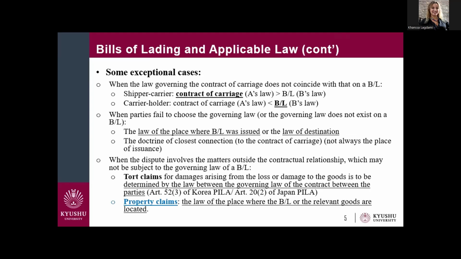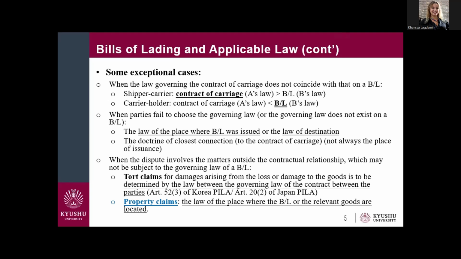There are some exceptional cases where the governing law of the bill of lading may not be applicable. When the law governing the contract of carriage does not coincide with that on a bill of lading, maybe in very exceptional cases, the contract of carriage has a governing law while the bill of lading might have a different law, like a state law. In such a case, it depends on the relationship of the parties involved in the dispute. Between the shipper and carrier, of course, the governing law of the contract of carriage will be applicable, whereas between the carrier and the holder, because the bill of lading is conclusive evidence, the governing law included in the bill of lading will be applicable.